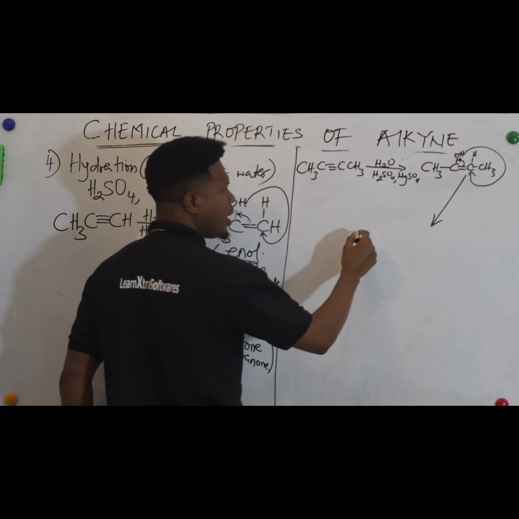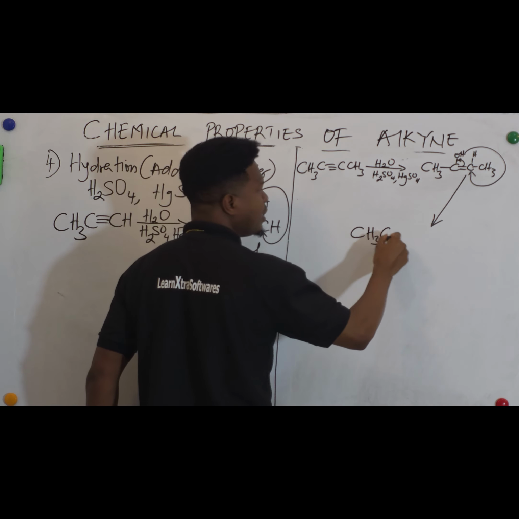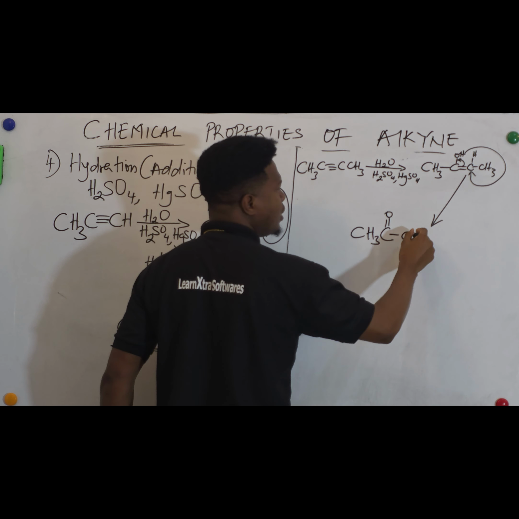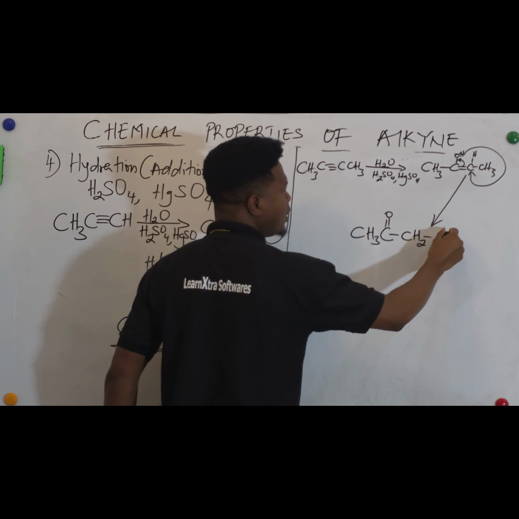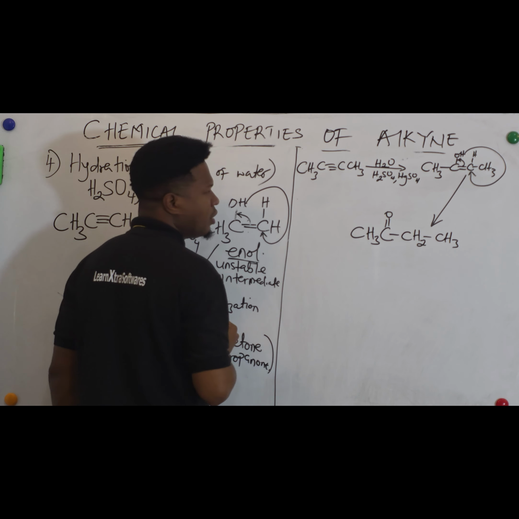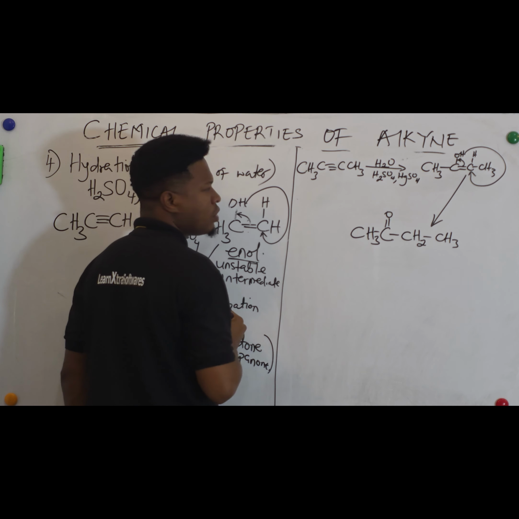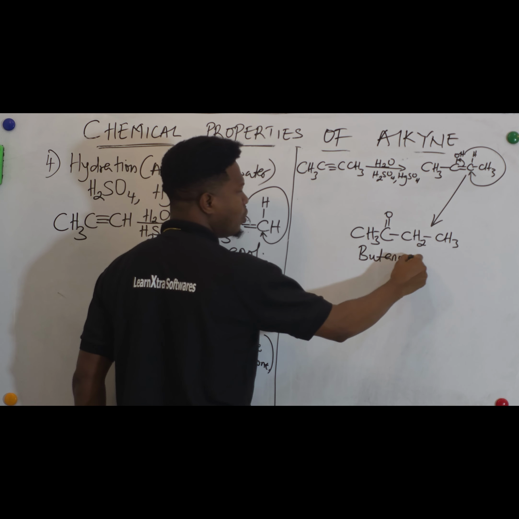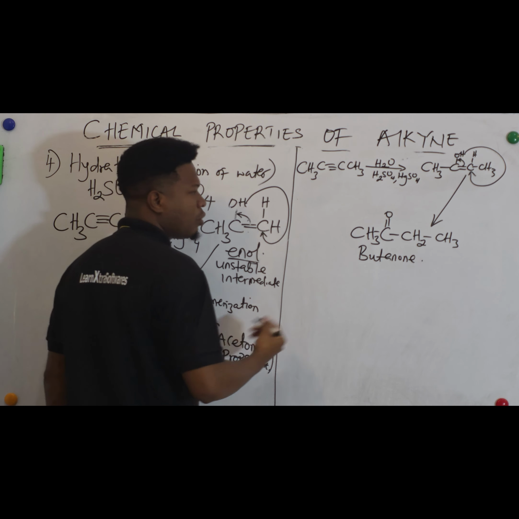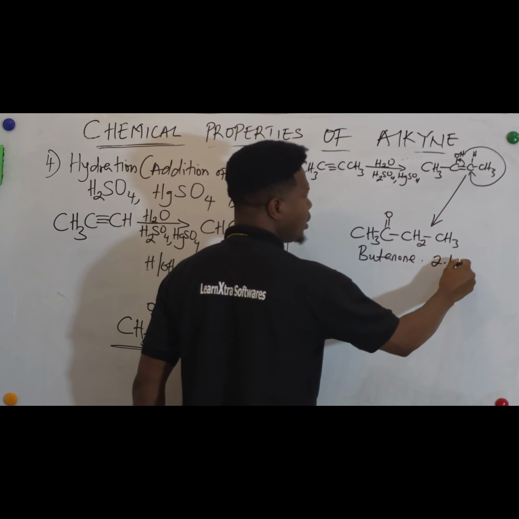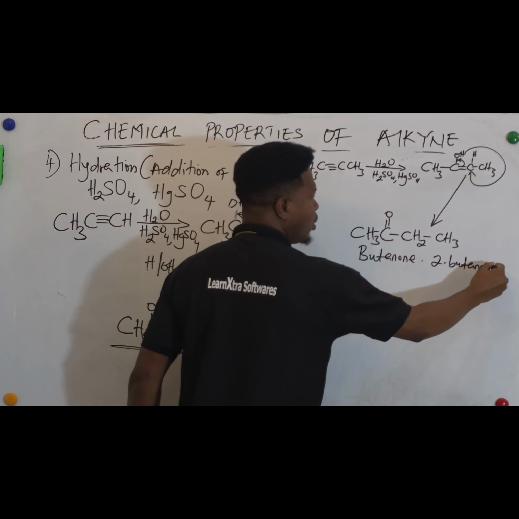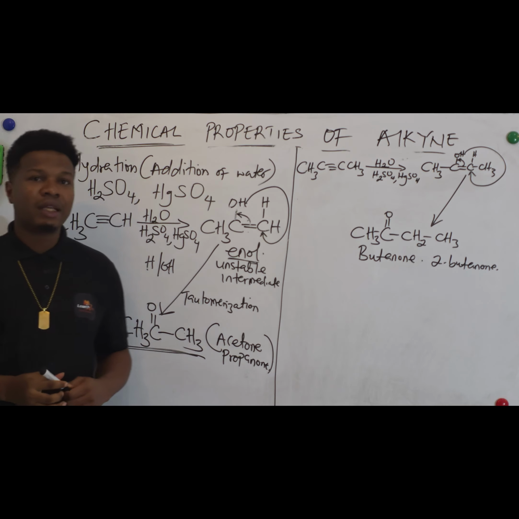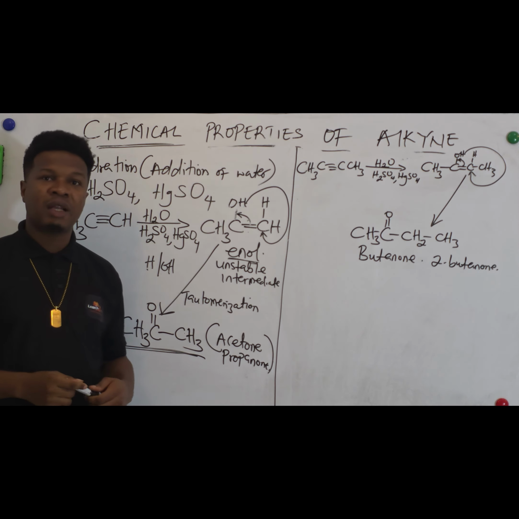When that happens, we have CH3, C double bond O, CH2, CH3, something like this. So this is the answer to this question. This compound is called butanone. Butanone is a ketone. Some people call it 2-butanone, but it can also be called butanone because we don't have anything like butan-1-one or butan-3-one. So 2-butanone is the same thing as butanone.